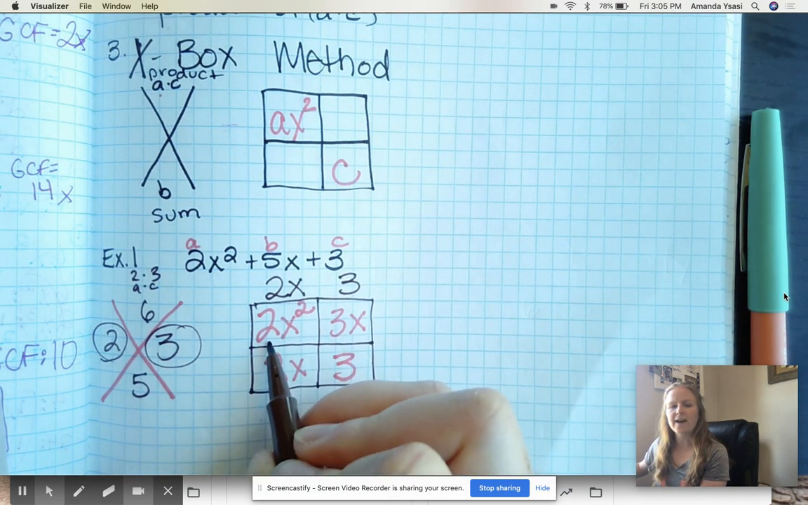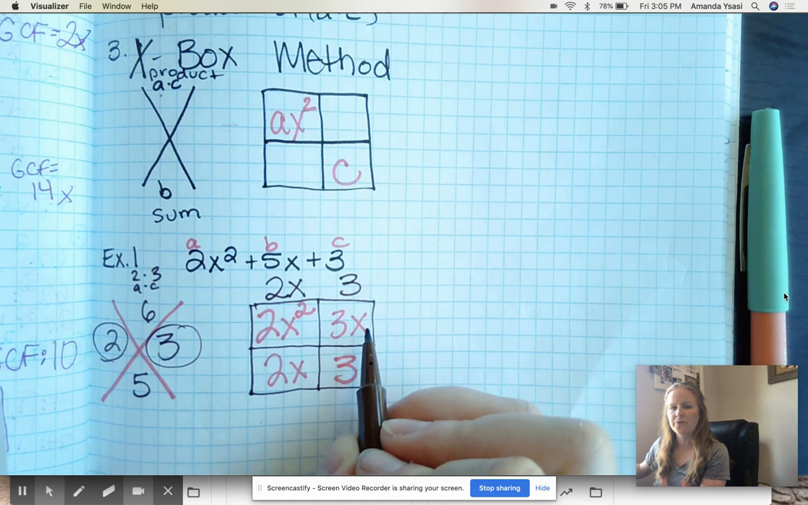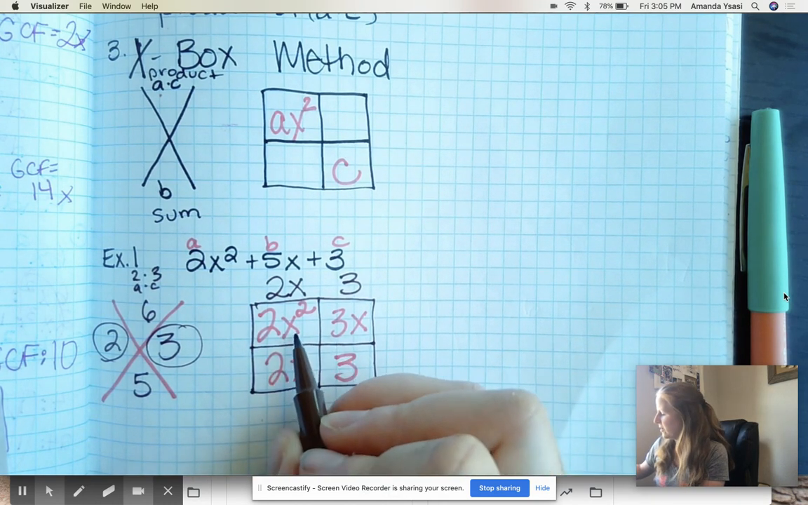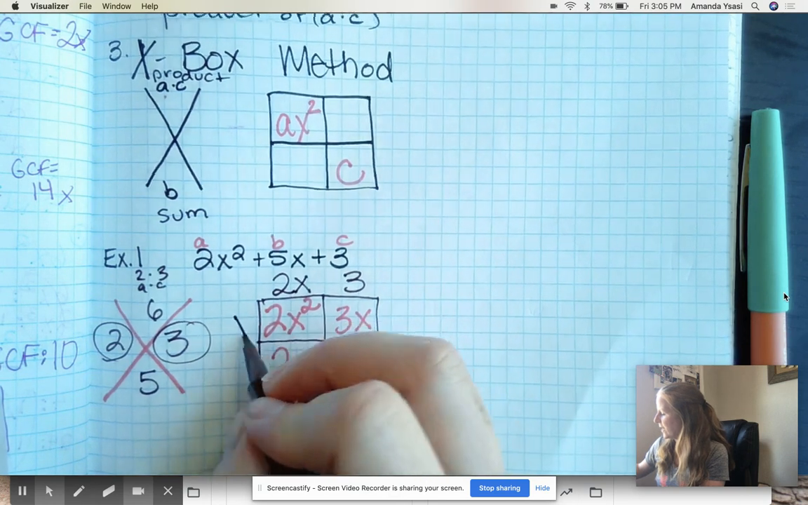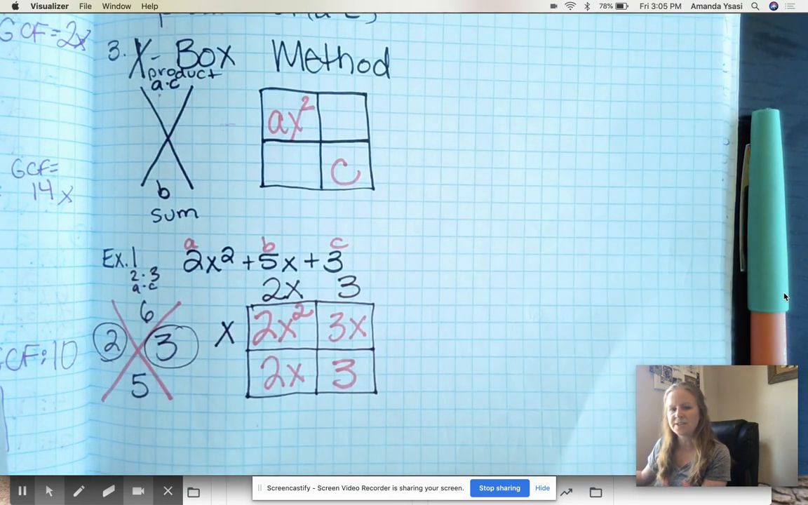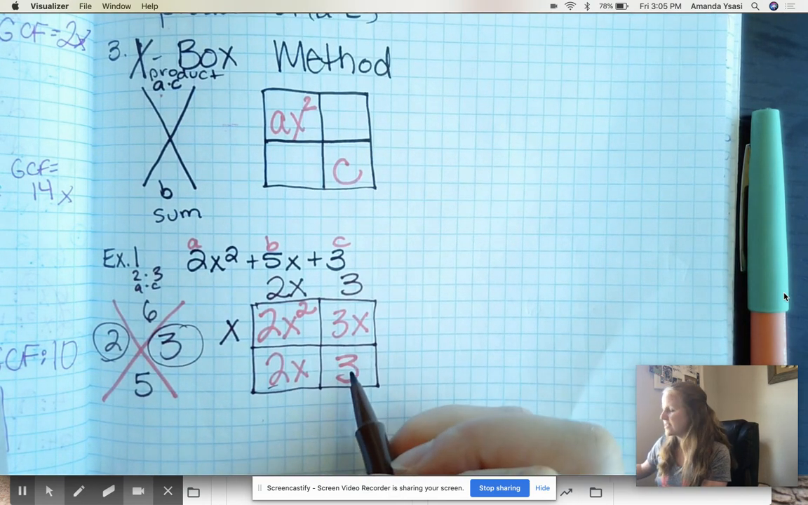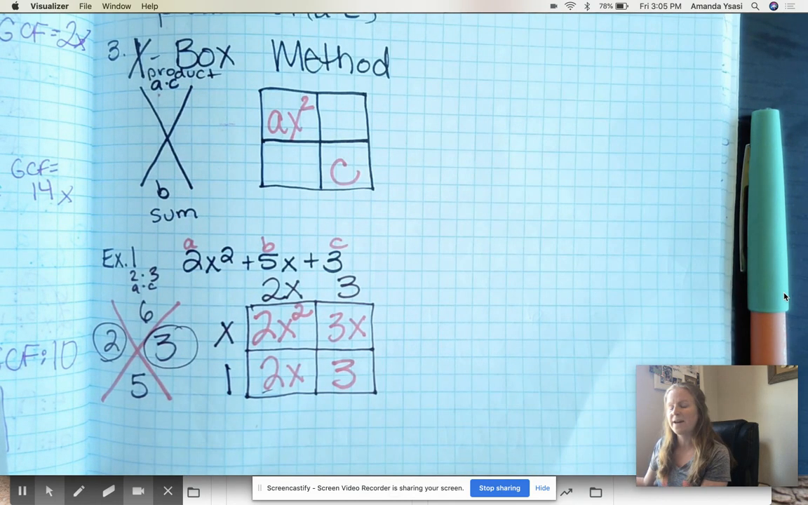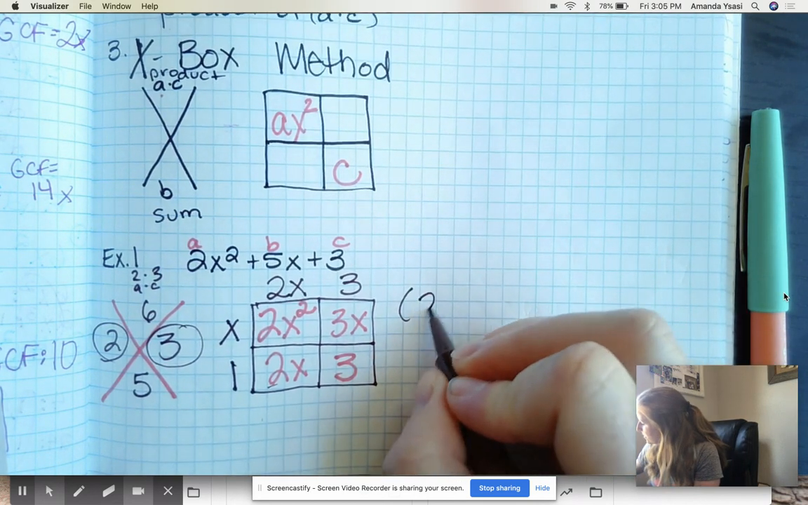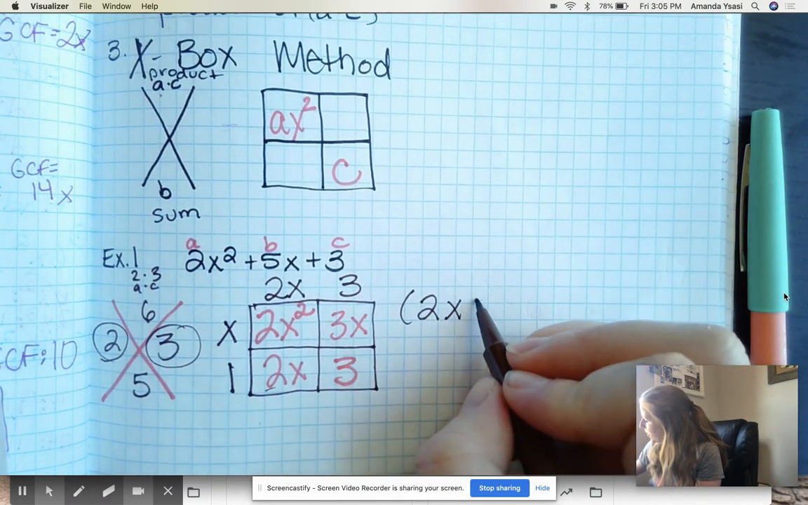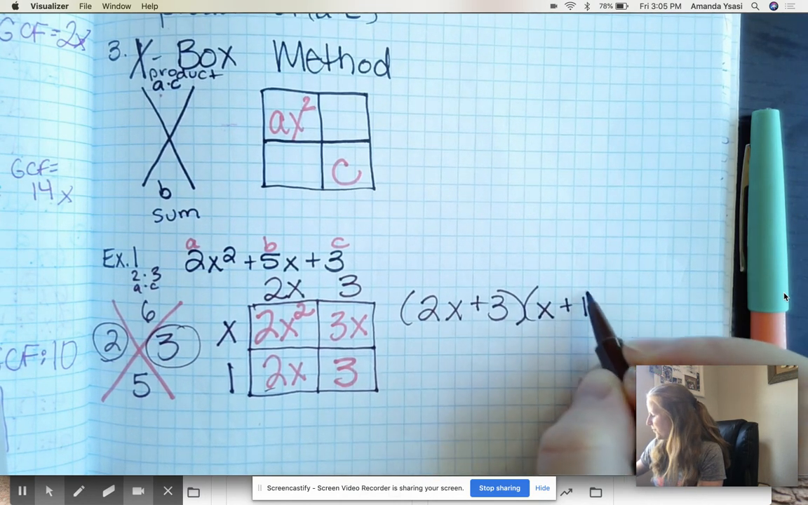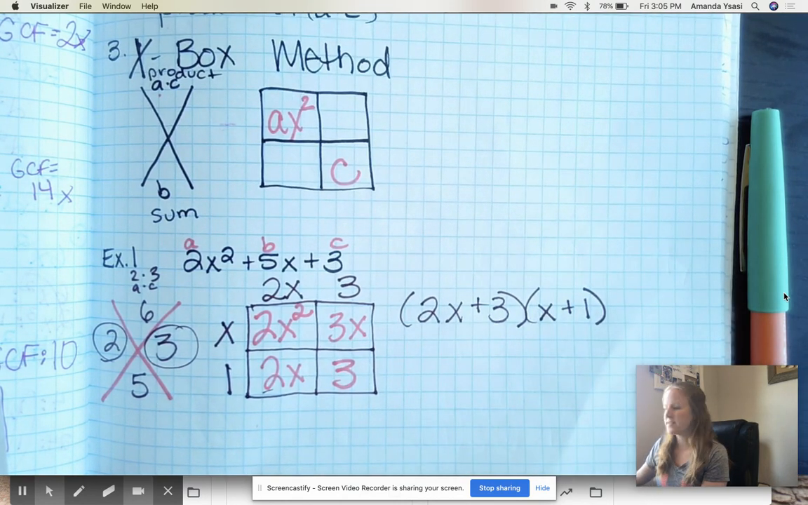And then we need to factor the row, 2x squared and 3x. And the 2 and the 3 don't have anything in common, but the x squared and x have an x in common. So that's the GCF. And then 2x and 3 have nothing in common, so we just put 1 out there. So then our factors, 2x, that would be a plus 3 because there's not a negative, and then an x plus 1. Okay, so that is the factor.